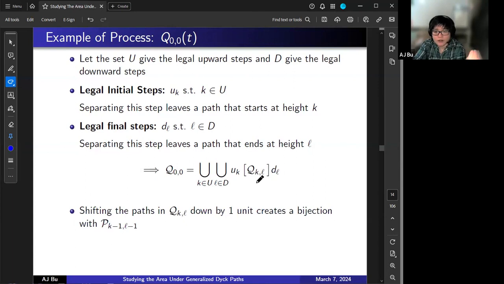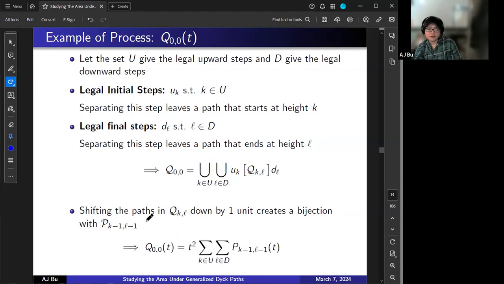And then we're going to note that we can shift each of these paths down by 1 unit to create a bijection with P sub K minus 1, L minus 1, right? Because the way that Q is defined, we know that we're going to be at least at height 1. So we're allowed to do this shift in height and still get an element of P sub K minus 1, L minus 1.